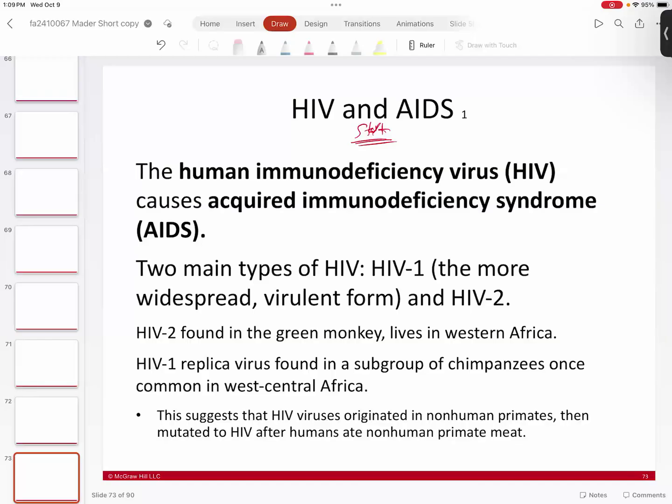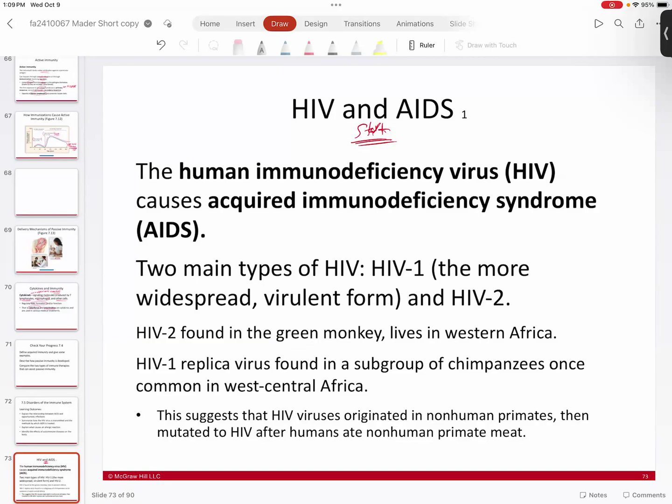Okay. Let's go ahead and pick up where we left off. So we're rounding the last third or so of chapter 7.